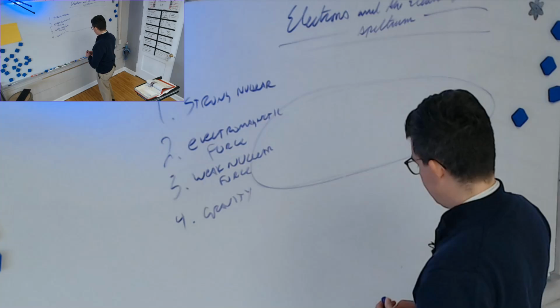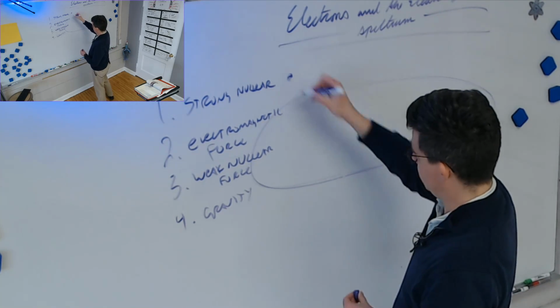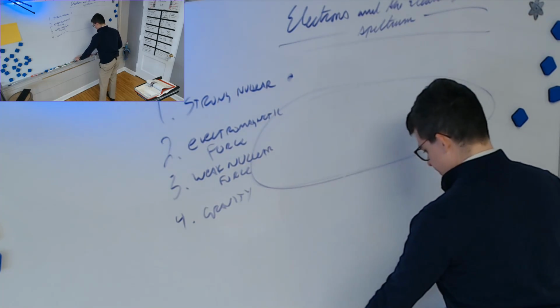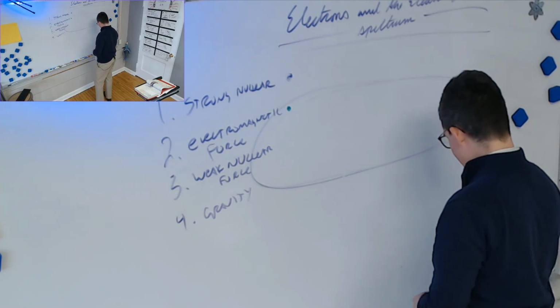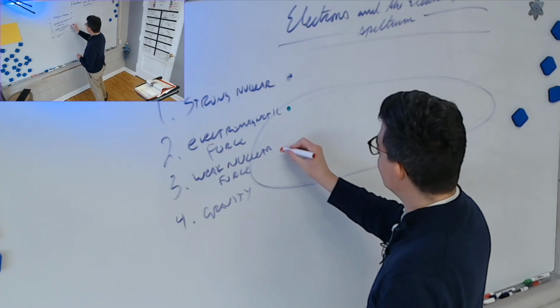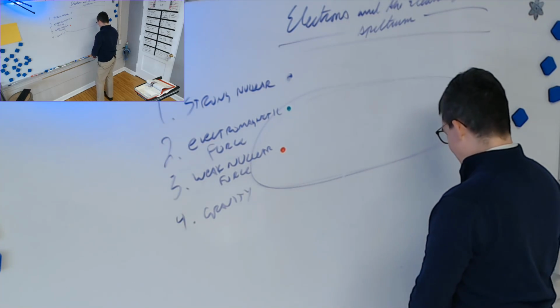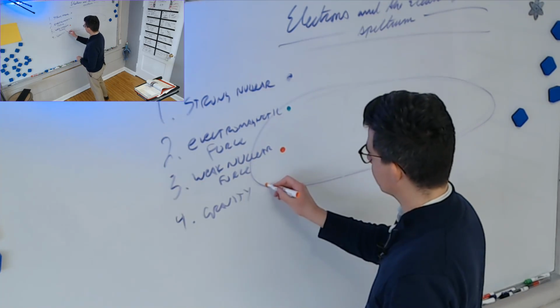I should have done these in a different color. The strong nuclear is going to be purple. Let's have electromagnetic be green. It's going to be the stupidest looking diagram. Weak nuclear force is going to be red. And then let's do the really hard to erase orange as gravity.